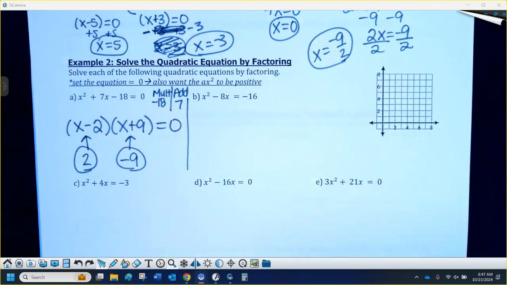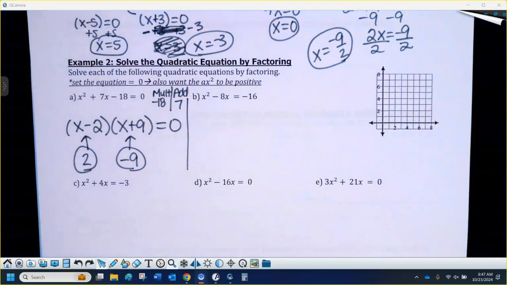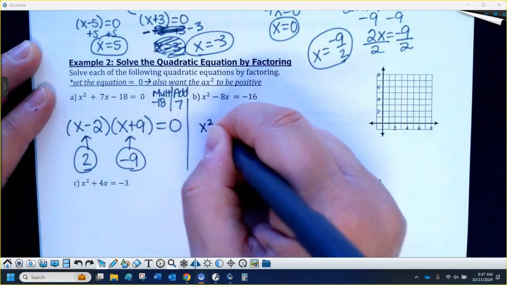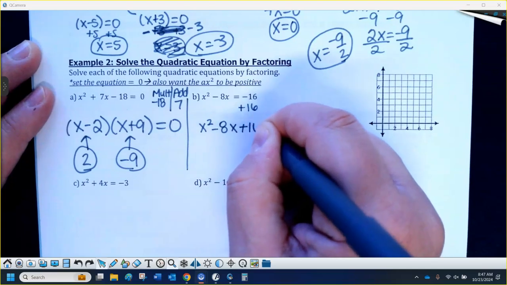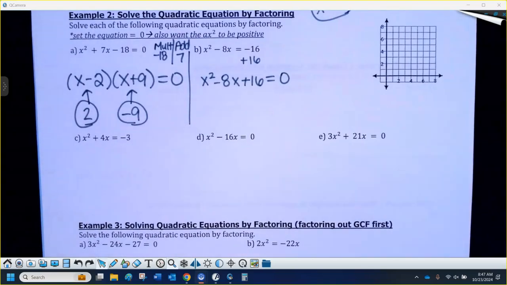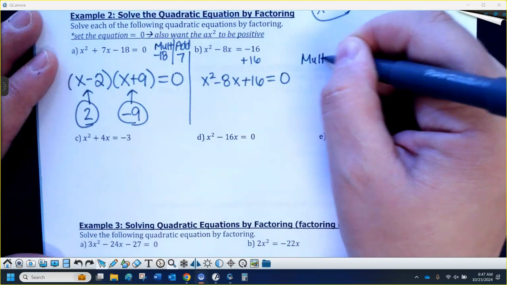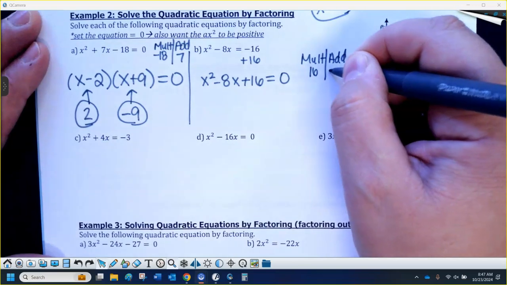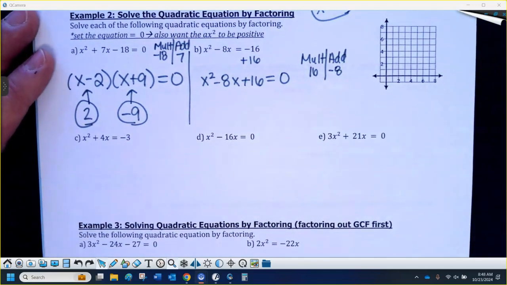The question right next to this, if it's not set equal to 0, which it's not, that is the very first thing you should do. So I'm going to add 16 here. In this case it's not really an issue, but you should try to keep your squared term positive for any of these questions if you're going to try to factor. You might have to move a couple things to another side and make a little more work, but keep the squared term positive. So for this one, I have to think of two numbers that multiply to give me 16 and add to give me negative 8 to factor this.